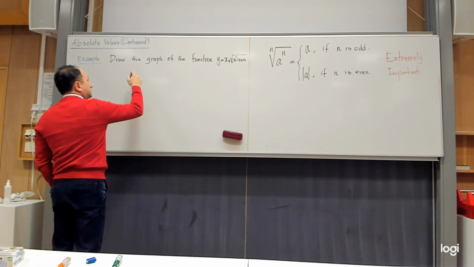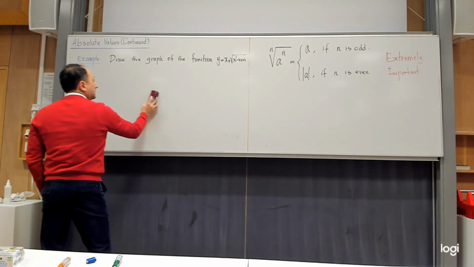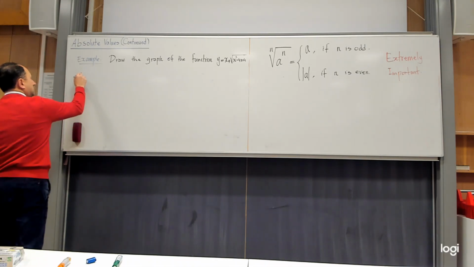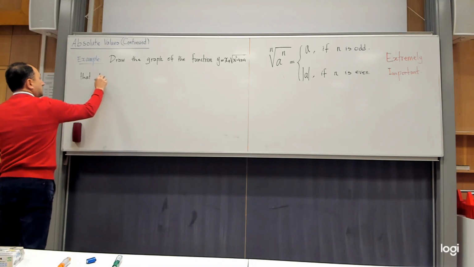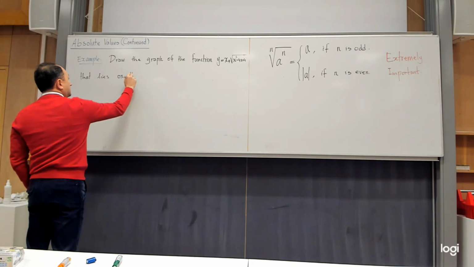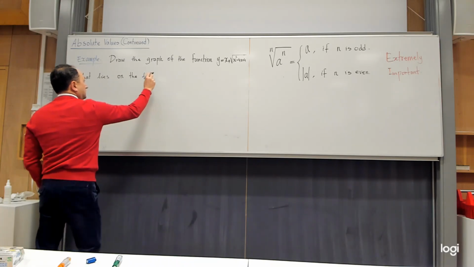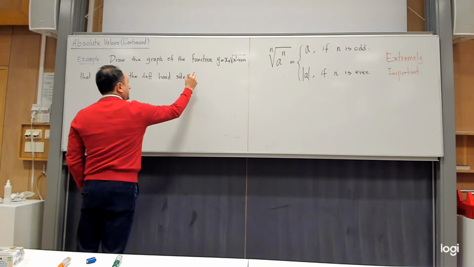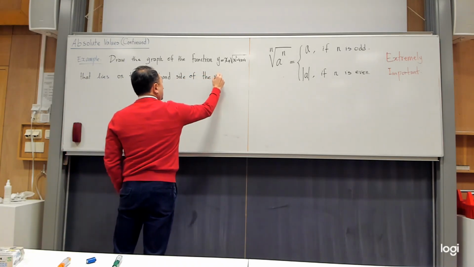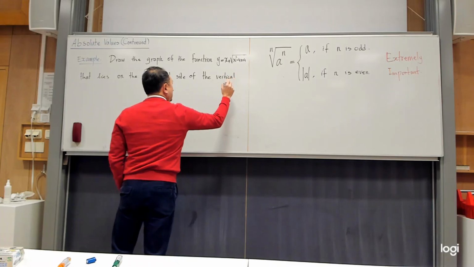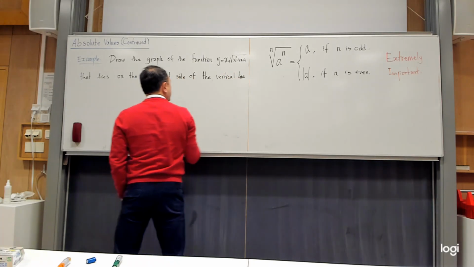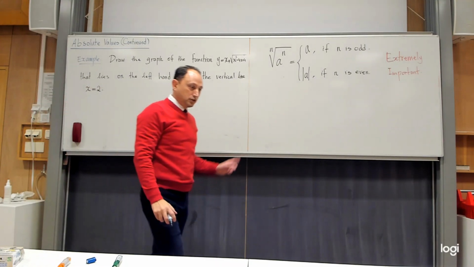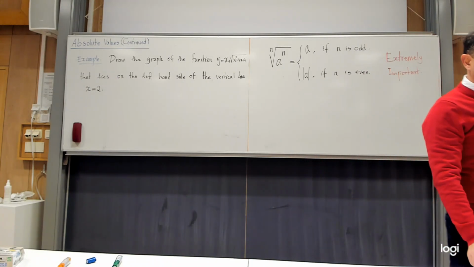draw the graph of the function that lies on the left hand side of the vertical line x equals to 2. Just write it, I will explain before letting you solve it.